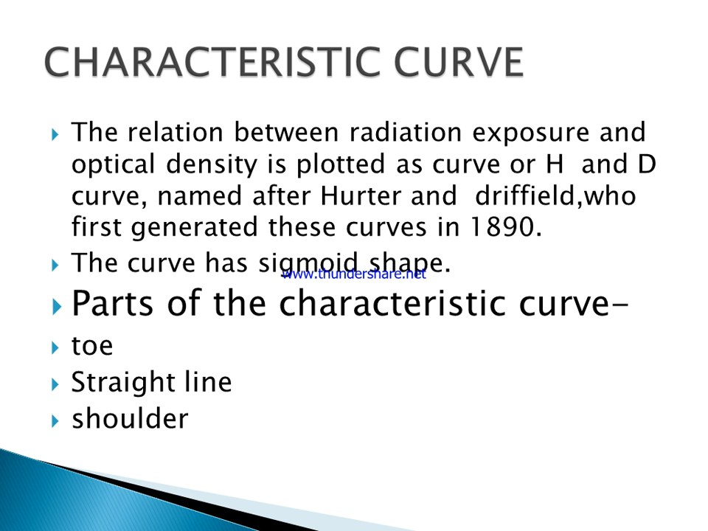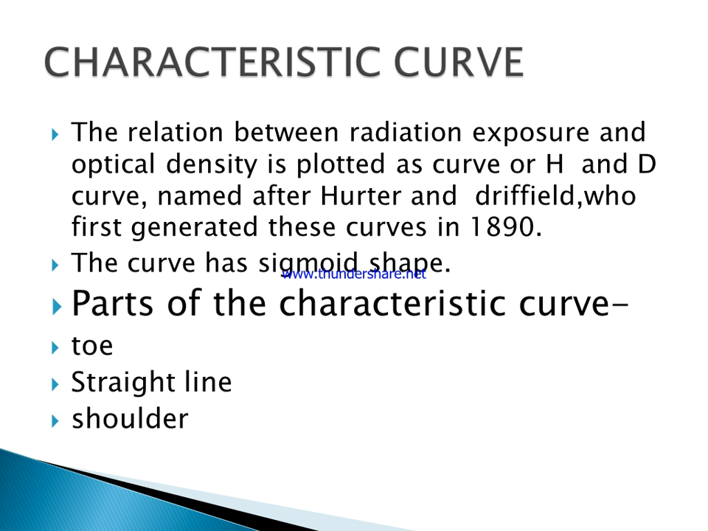The characteristic curve of the film is the relation between radiation exposure and the optical density, and it is plotted as a curve, also called the H and D curve. It is named after Hurter and Driffield, who generated these curves in 1890. Then after that we plot the H and D curve.